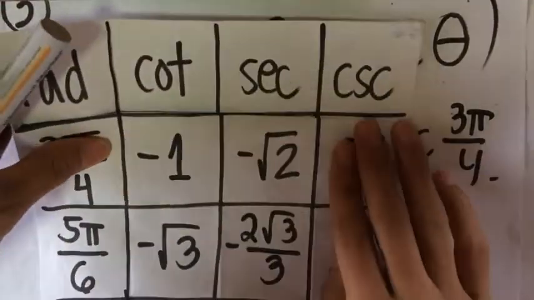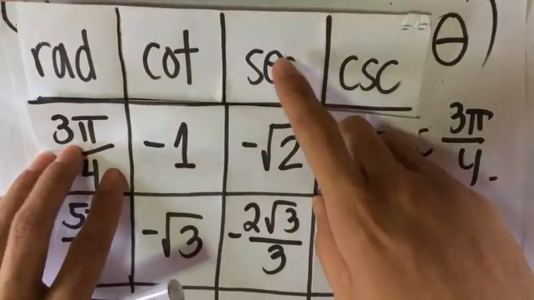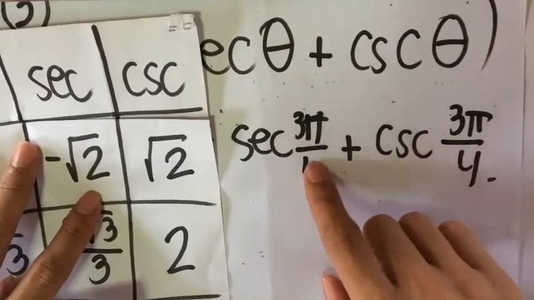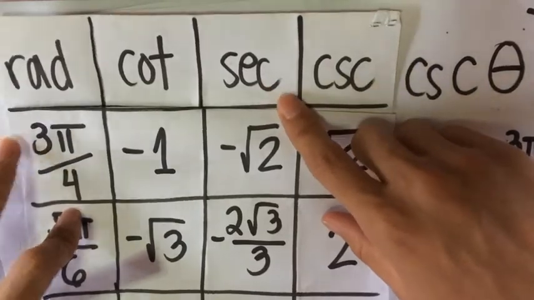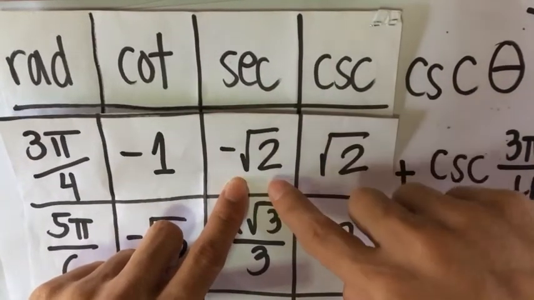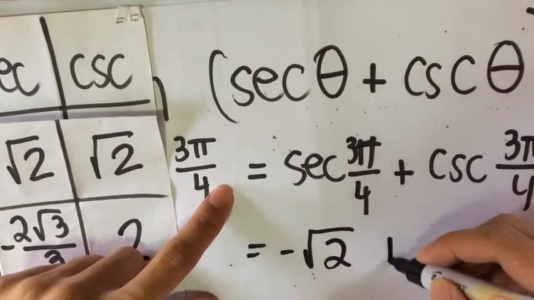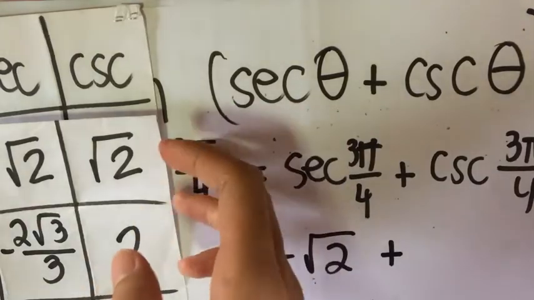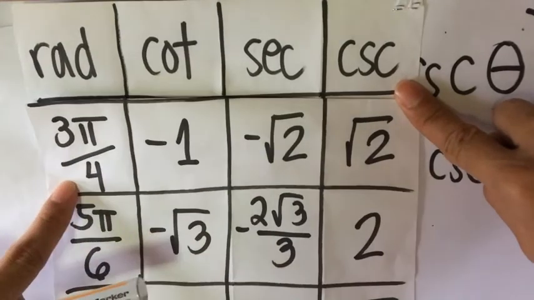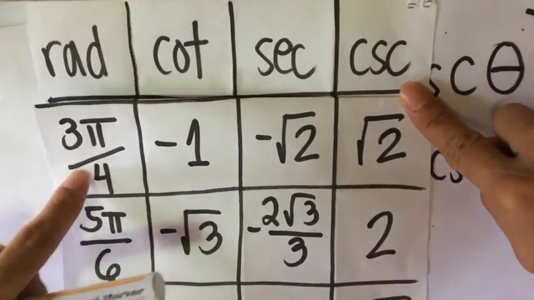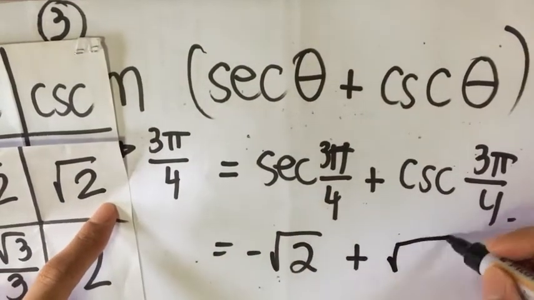Again, it is like a multiplication table. This is my secant here, secant 3 pi over 4. Secant 3 pi over 4 is equal to negative square root of 2. You copy the plus sign, and now you go to cosecant 3 pi over 4. My cosecant is over here, and 3 pi over 4 matches to square root of 2. So plus square root of 2.